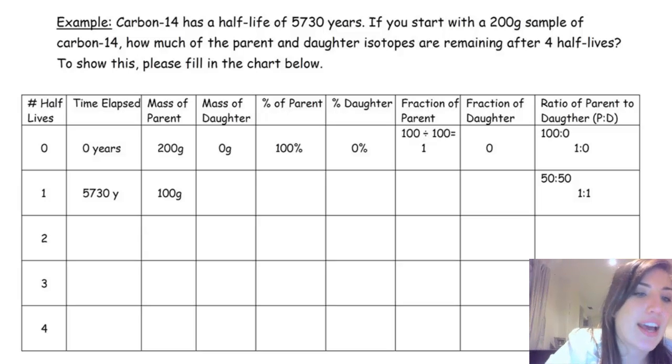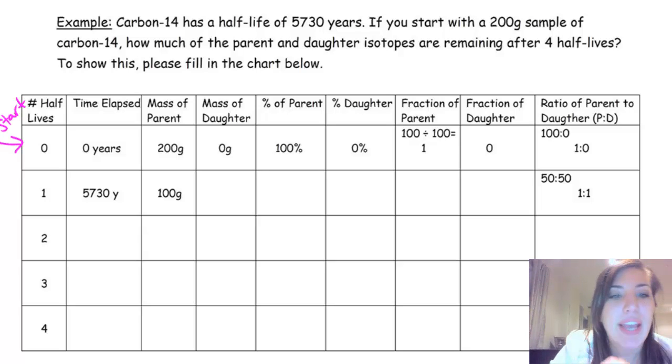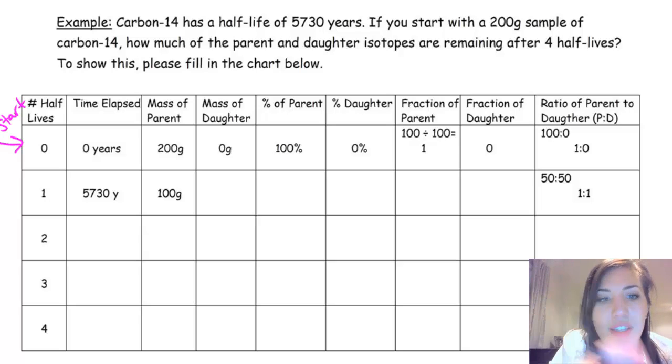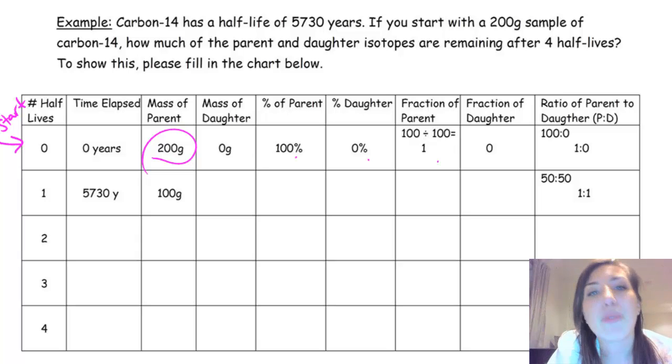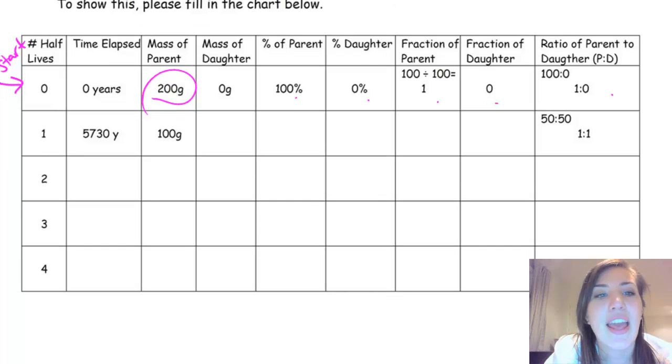We see here that at the start, so time 0 is the start, no years have elapsed because we're right at the start. We have 200 that we're starting with. There's no daughter isotope yet. 100% parent, 0% daughter. 100% is 1 as a fraction, 0 of the daughter, and it's 1 to nothing for our ratio. Now let's start to fill this in.